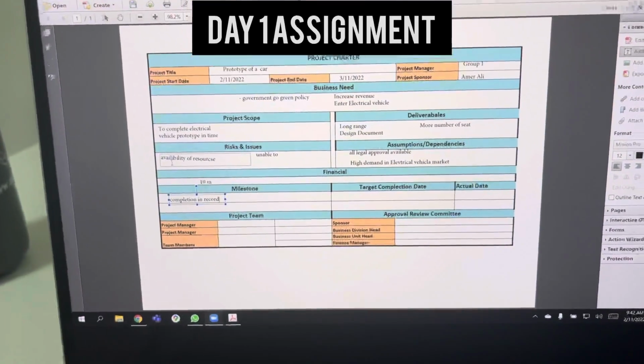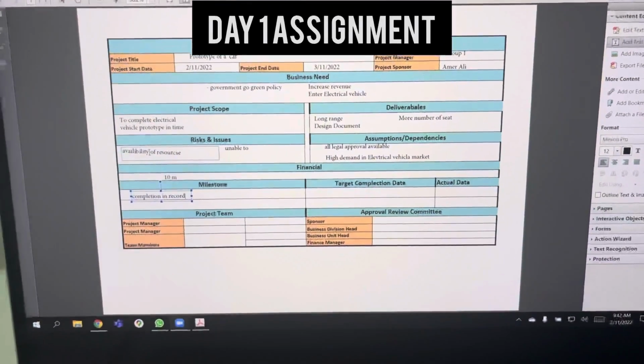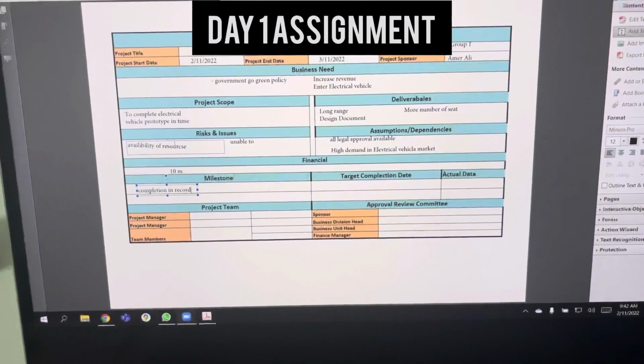Okay, risk and issues, availability of resources, keeping in mind the recent shortages that are going on.